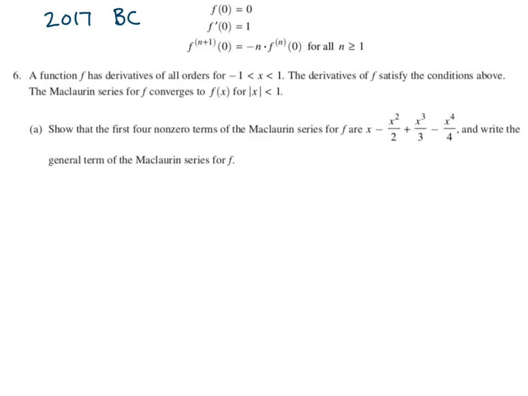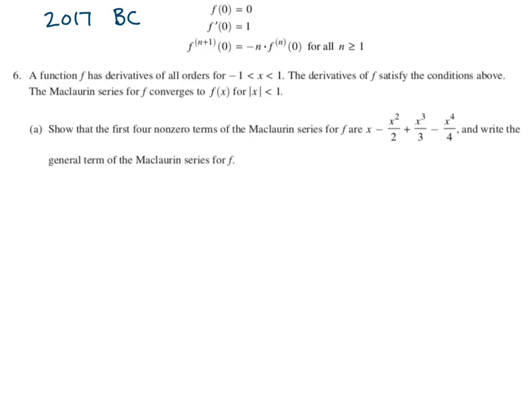So if I want to find the n plus 1 term, I need the nth term, or the one before it, to do that. So a little strange, but we'll see what that looks like down the road. They give me a function f that has derivatives of all orders on the interval from -1 to 1. That's the radius of convergence. Derivatives of f satisfy the condition above. The Maclaurin series for f works for absolute value of x less than 1.